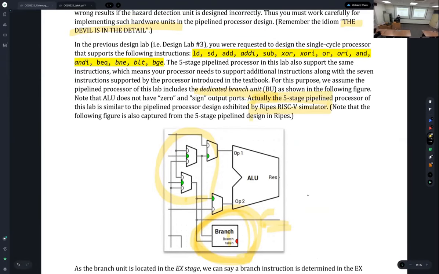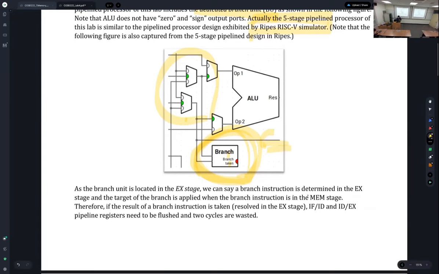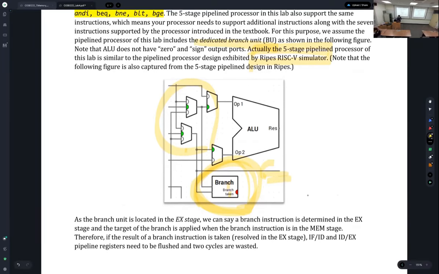Also, as I introduced in the class, you can use this RIPES simulator to verify your design. This is a practical simulator, and I think it is a very good tool for understanding the pipeline architecture, right? You can see the flow of the instructions in each stage. Also, the design of this lab assignment is similar to the five-stage pipeline design of the RIPES RISC-V simulator.